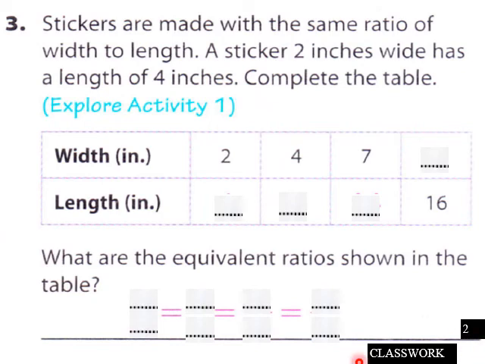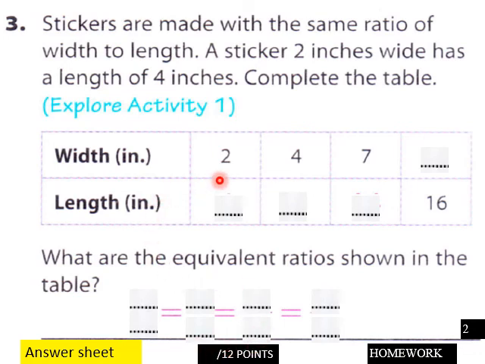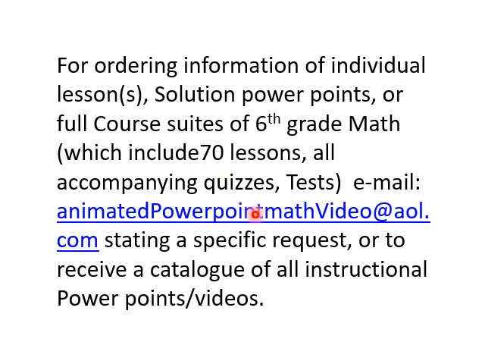Page 2 of our, actually this is homework, this is not classwork. There's our homework, and it's 12 points. We have a different table here, but we have a consistent ratio. What are the equivalent ratios shown in the table? So students, do that. And this has been 7.1.